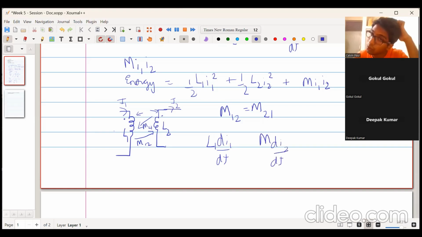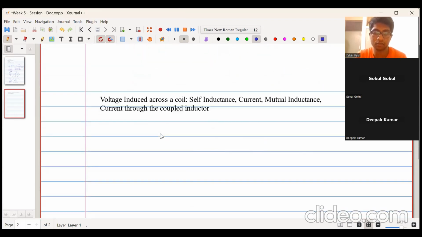Now we do not know whether this is positive or negative. This depends on the direction of current, on the polarity, on the dot convention, etc. So the main goal of this section which we are studying right now is to understand how we will determine the polarity of the voltage.